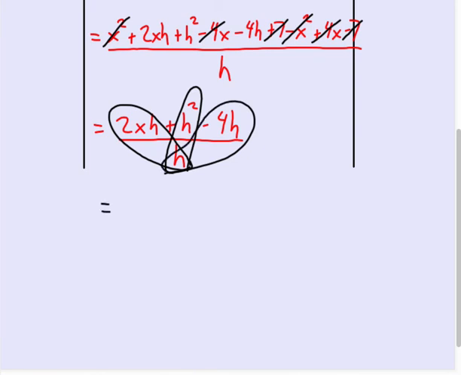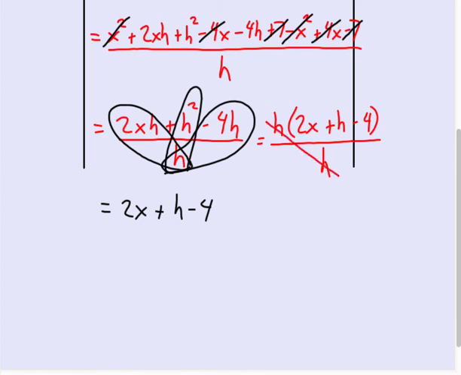So that would simplify to 2x. The h would cancel, being divided by the h in the denominator, plus h, one of the h's would cancel, minus 4. And again, real quickly, for those that didn't quite follow that, I will go ahead and show you the factoring. I think that's an easier visual to see how it cancels. So factoring out the h, we get 2x plus h minus 4, all over h. So these h's will cancel, leaving us with the answer we got.